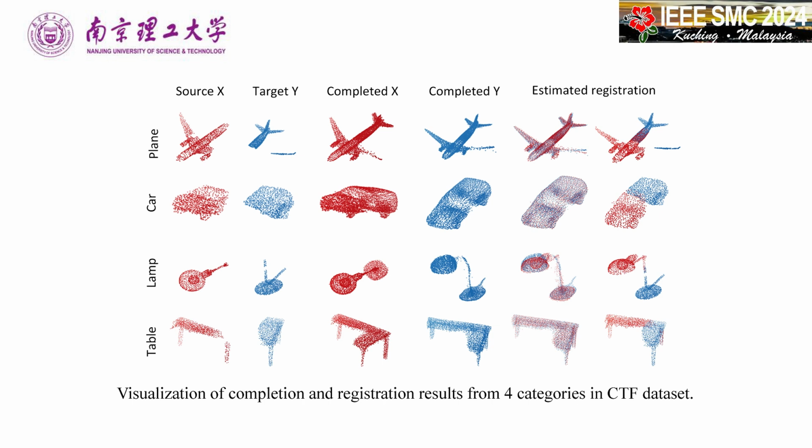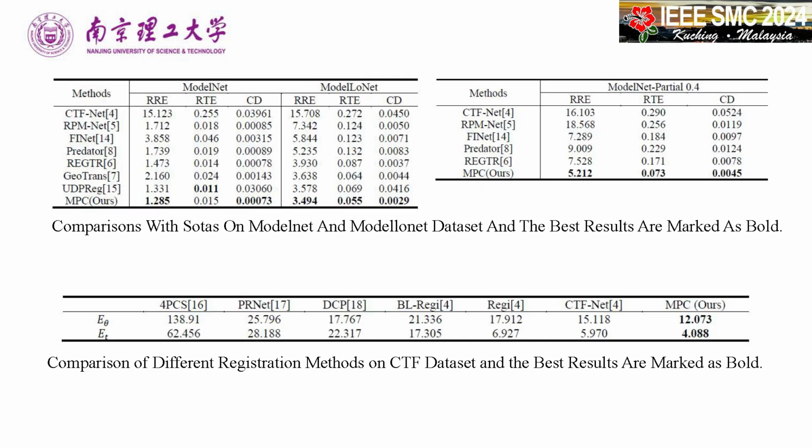We also conducted experiments on the dataset proposed by CTFNet, where separate training is performed for different categories before registration. Our method follows this approach and achieves good registration results. The proposed MPC method is particularly effective for point cloud pairs with lower overlap areas, and its performance can significantly outperform the state-of-the-art methods when the partial value is 0.4. Compared to REGTR, the proposed method reduces rotational and translational errors by 30.8% and 57.7%, respectively.